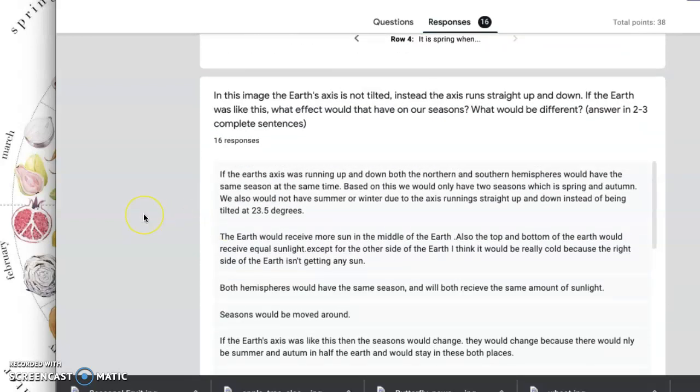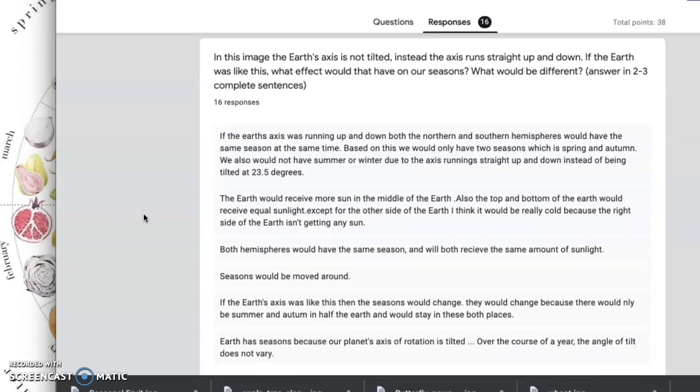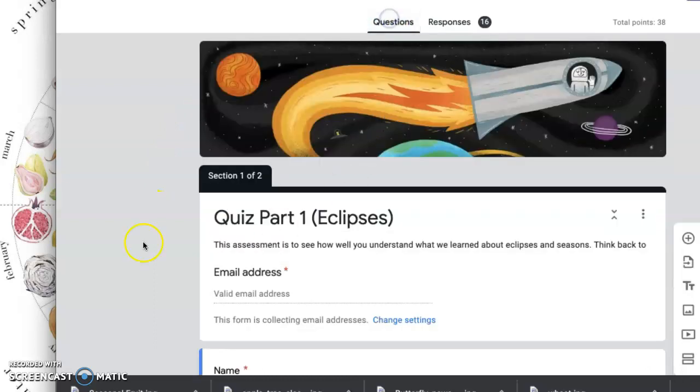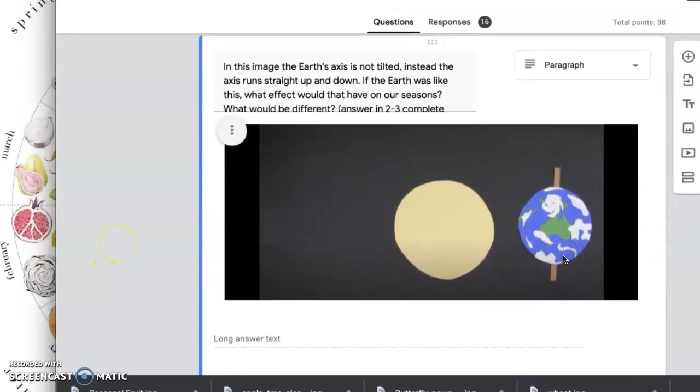And then for the last part, I wanted you to think beyond what we've learned today or in the past weeks. In the image I gave you, the Earth's axis was not tilted, and instead the axis ran straight up and down. If the Earth was like this, I wanted you to think what effect that would have on our seasons.